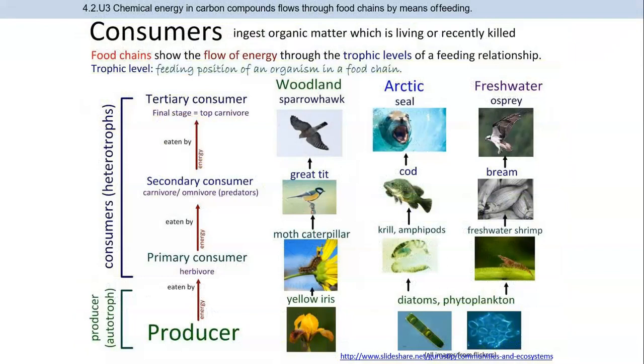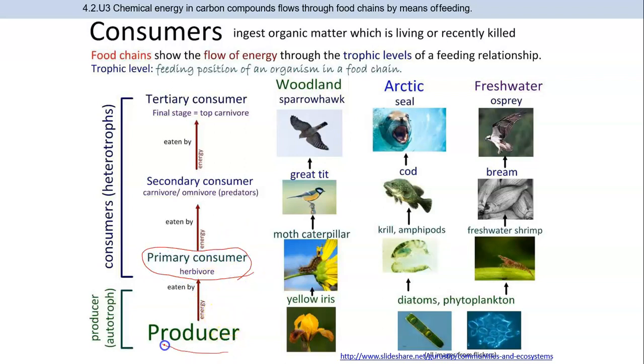What are consumers? Consumers are located in this diagram, where they start to consume from the producers. And what does it show? This shows a food chain. In a food chain, there is a flow of energy through the different trophic levels. These trophic levels are feeding relationships. And what is a trophic level? The feeding position of an organism in a food chain.